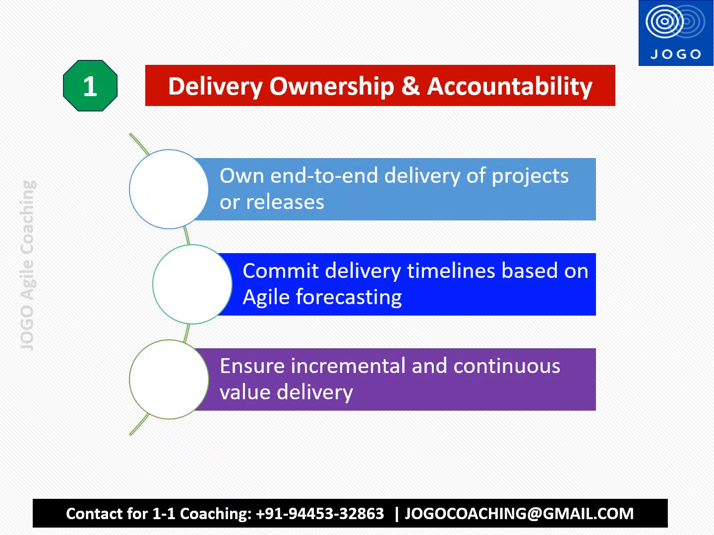The first one is delivery ownership and accountability. Agile Project Manager will own end-to-end delivery of the projects or releases. That person will commit delivery timeline based on the Agile forecasting techniques. Agile PM will ensure that incrementally and continuously values are delivered to the end customers. So this is the first key responsibility of the Agile Project Manager. Hope this is clear.